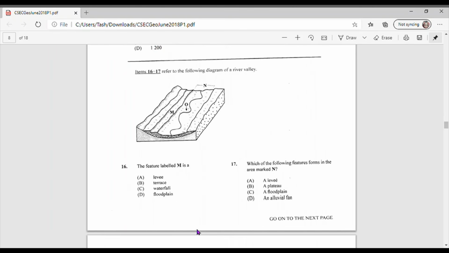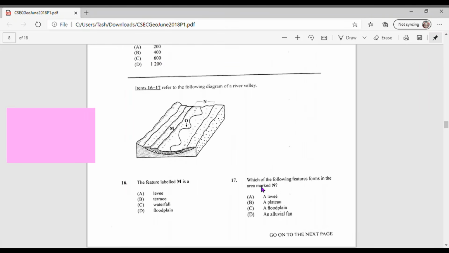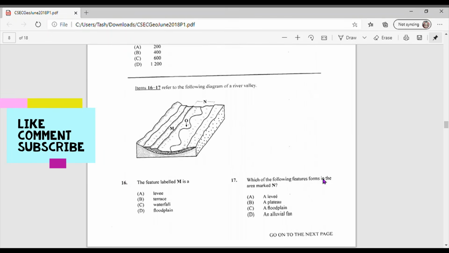For number 16, the feature labeled M is A. levee, B. terrace, C. waterfall, D. floodplain. So right here beside the floodplain, these are called levees, so that is letter A, the answer for number 16. 17. Which of the following features form in the area marked N? So N is our floodplain, so for 17, the answer would have been letter C.